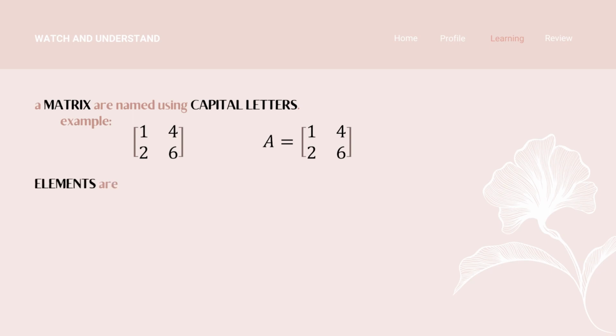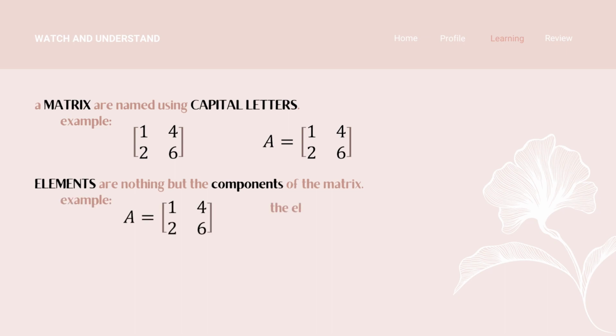The second one is what the elements in the matrix are. Elements are nothing but the components of the matrix. For example, matrix A has 4 elements, which are 1, 4, 2, and 6. And the elements of a matrix do not have to be numbers. They could be anything.